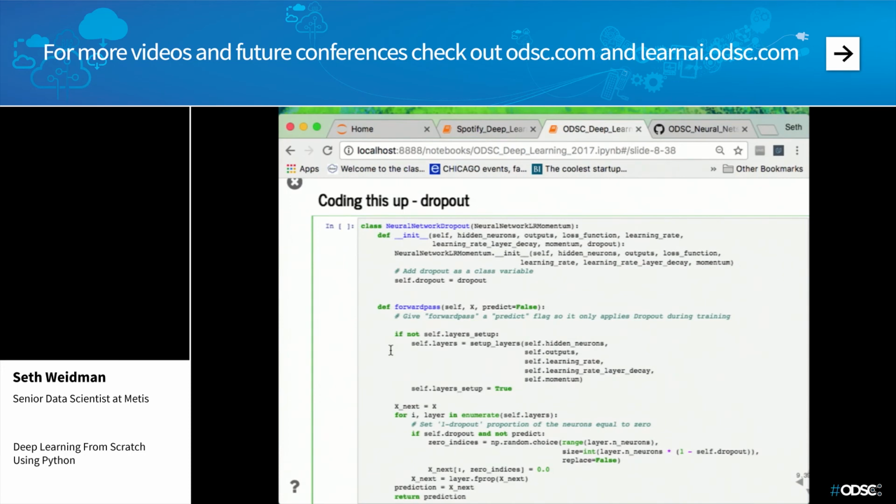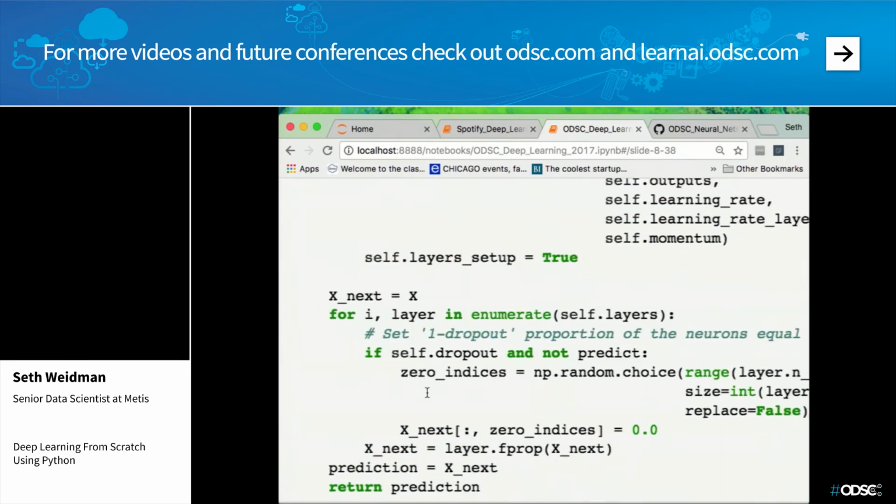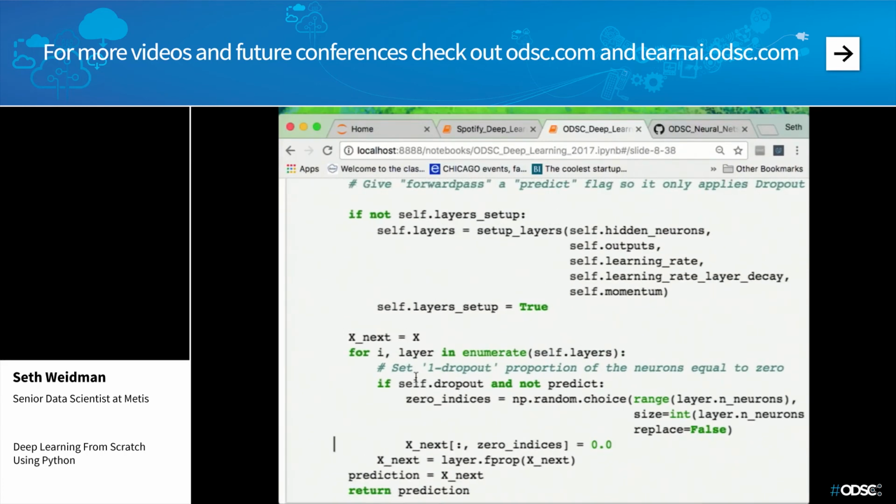All right, how would you implement this? Here it is down here. If we have dropout, what do we want to do when we're passing data forward through the neural net? How can we actually implement dropout? The way dropout usually works is if you have a dropout parameter of 0.8, by convention that means you drop 20% of your neurons at each time step.